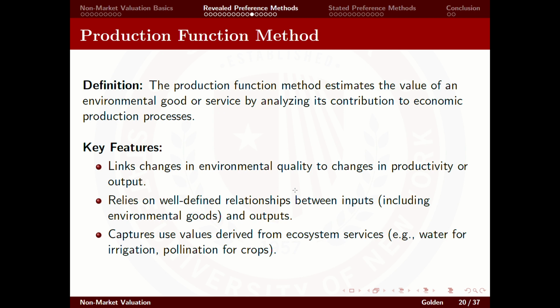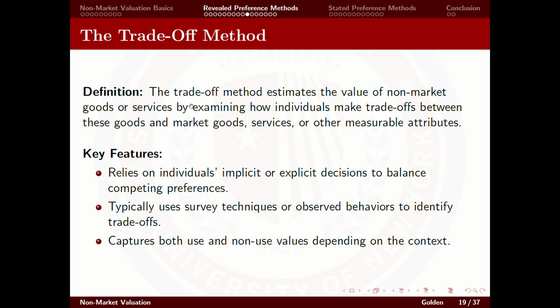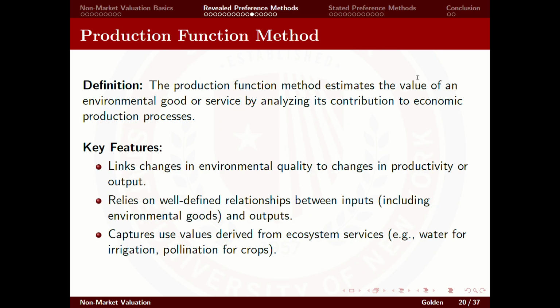Then you have the trade-off method, which estimates the value of non-market goods and services by examining how individuals make trade-offs between these goods and other market goods and services. So you're balancing competing preferences, and you're capturing both use and non-use values, which you're not doing through either hedonic pricing or the travel cost method. It uses observed behaviors to identify how individuals are making these trade-offs.